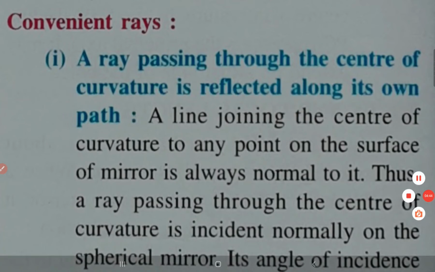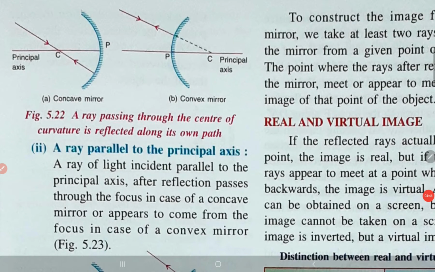So this is the figure here, right? And this is the first convenient ray for the concave mirror and the first convenient ray for the convex mirror. The first convenient ray is a ray passing through the center of curvature. A ray passing through the center of curvature gets reflected back along the same path, or a ray that appears to pass through the center of curvature gets reflected along its same path in the case of a convex mirror. So this is the first convenient ray.